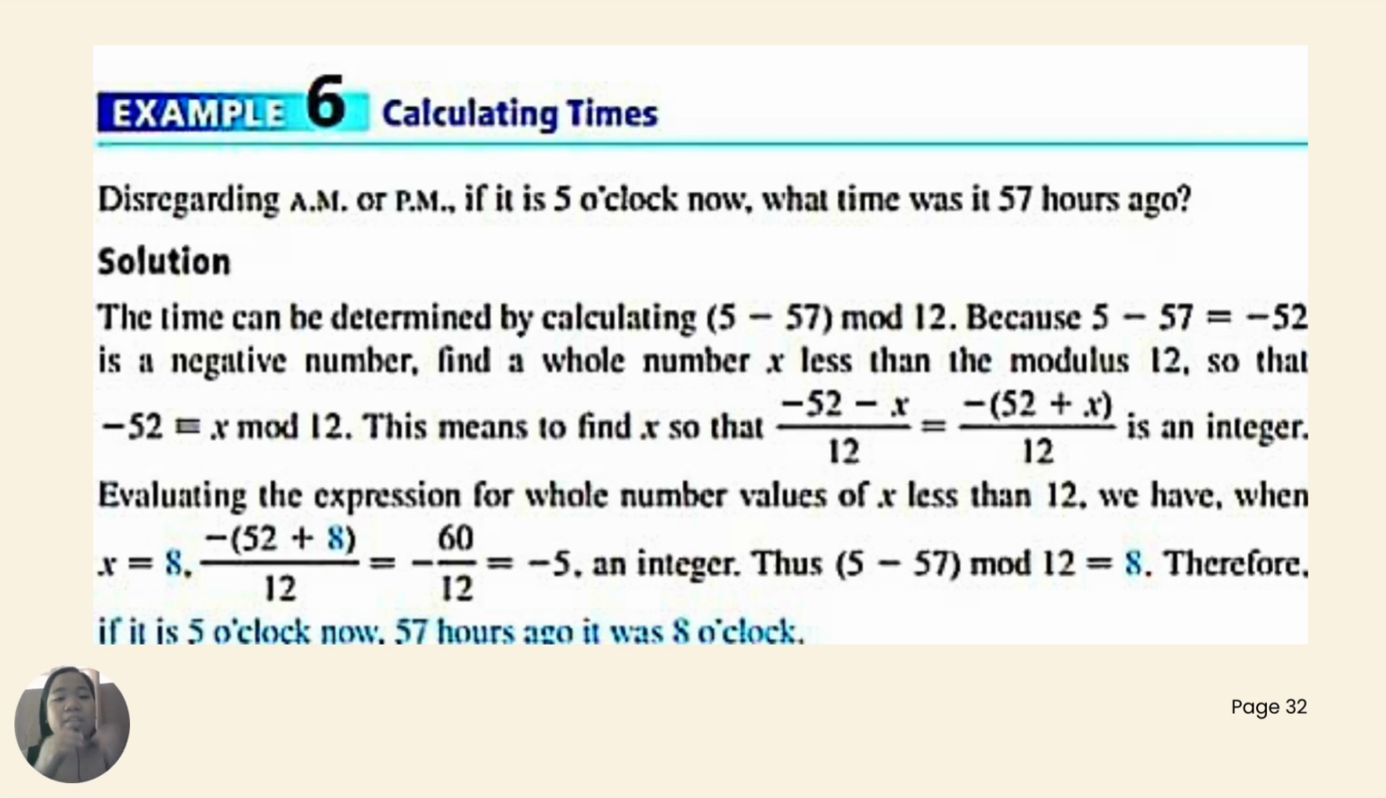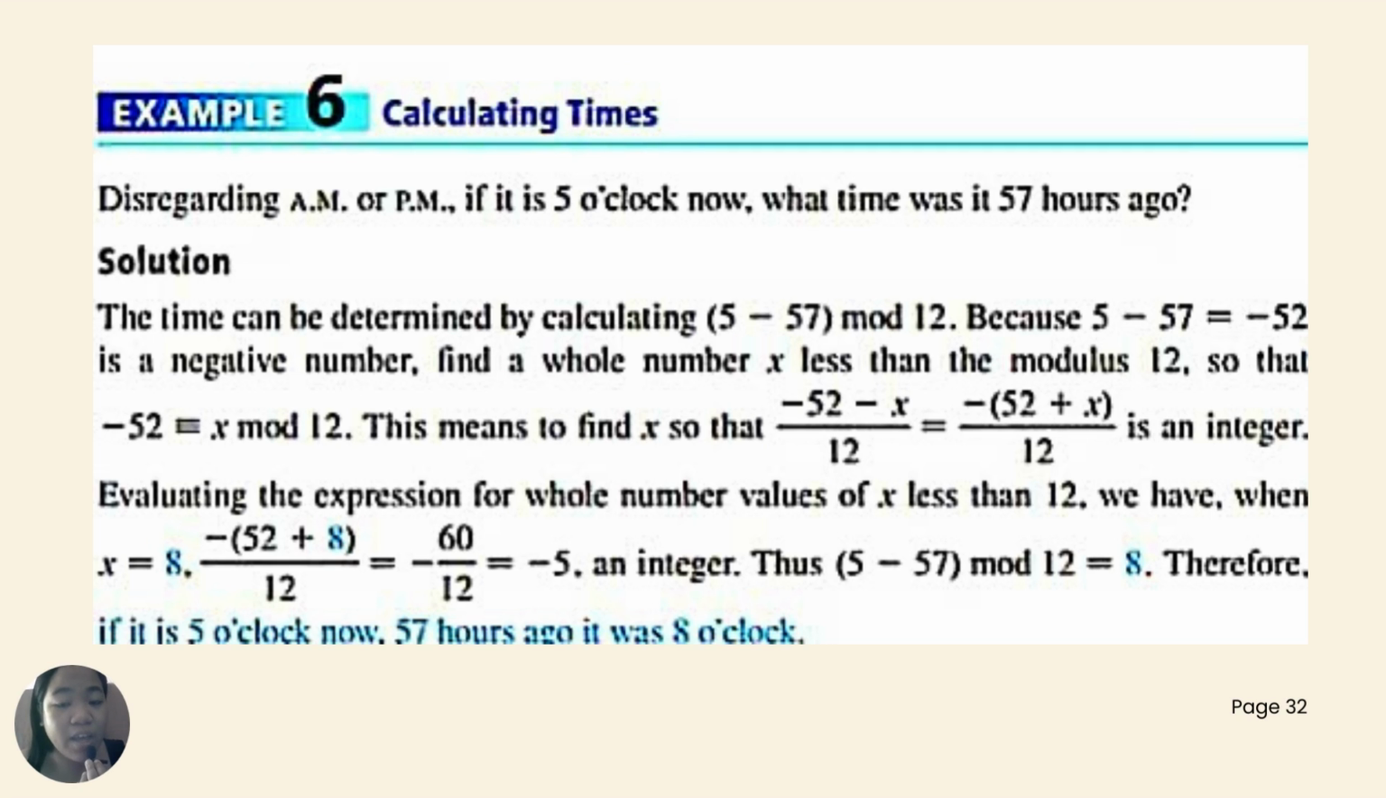Recalculating times. Dari naman ta sa time. Okay, so disregarding AM or PM. Hindi talang pag-ibot lang kung ano siya, kung aga ba siya, or gabi or hapon. So, example, if it is 5 o'clock now, what time was it 57 hours ago before 5 o'clock? Ari atong solution. The time can be determined by calculating 5 minus 57. And then our mod there is 12. Kay, we are basing it in a 12-hour clock design.